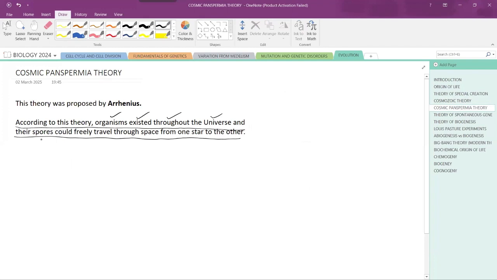And the spores of those organisms freely travel in space from one star to another, and somehow they reached our earth, and after that those spores give rise to various forms of life on the earth. This is similar to the cosmozoic theory. Okay.